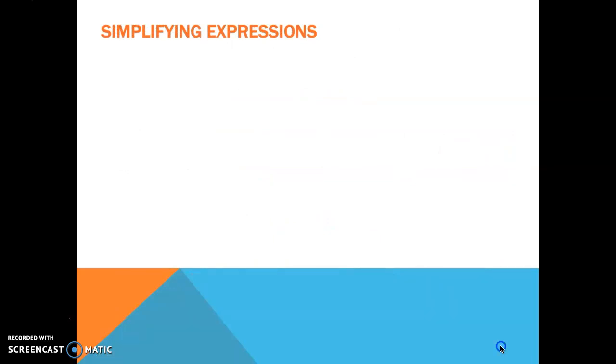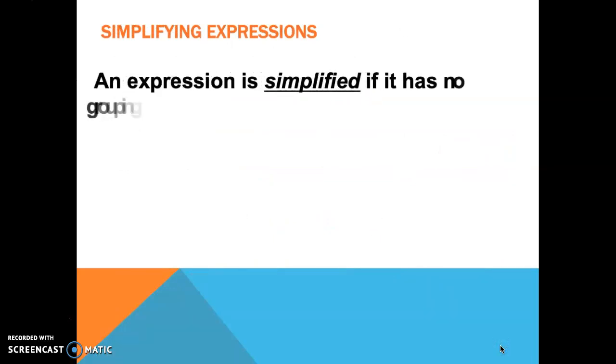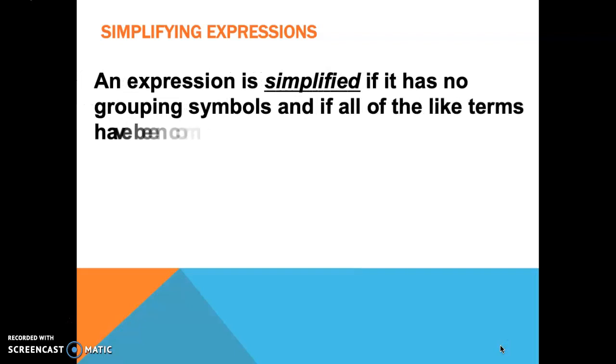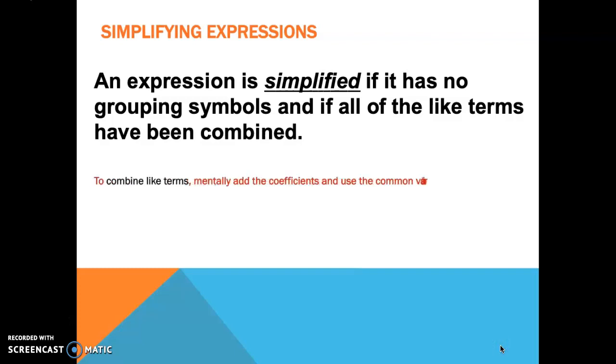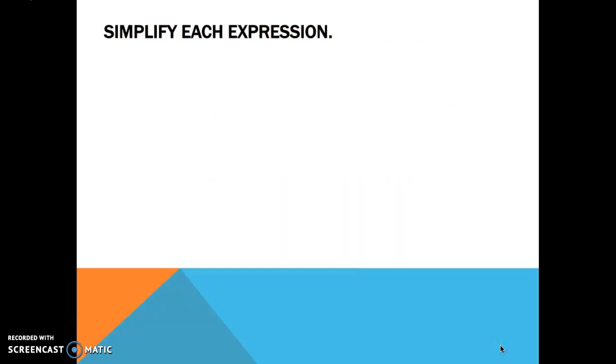Simplifying expressions. An expression is simplified if it has no grouping symbols and if all the like terms have been combined. To combine like terms, mentally add the coefficients and use the common variable. So here we go. We are going to simplify this.